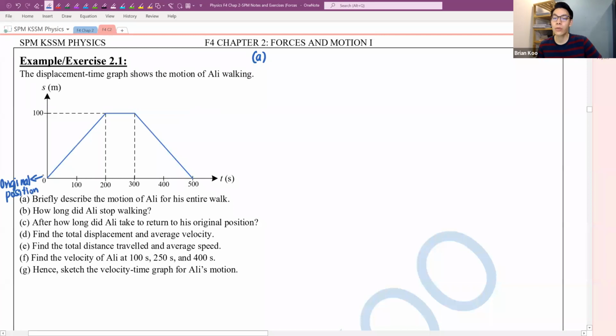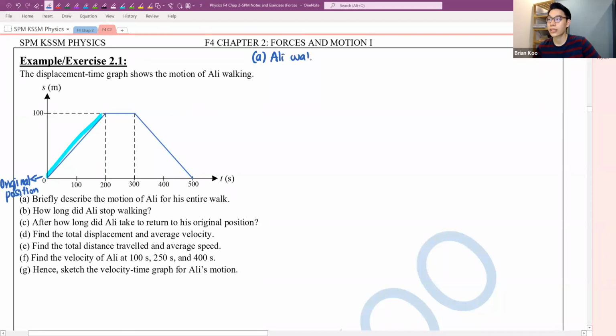At first, this person walked from 0 meter to 100 meter. Okay, and Ali took 200 seconds to do that, right? So we can talk about the first part first. For this first part, it can be something like this.